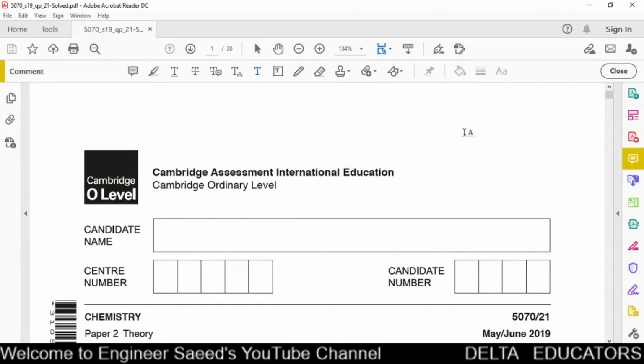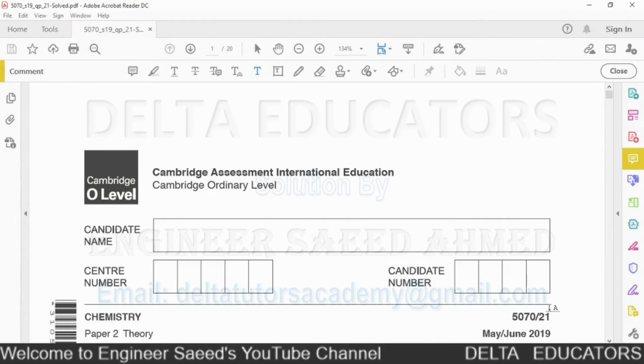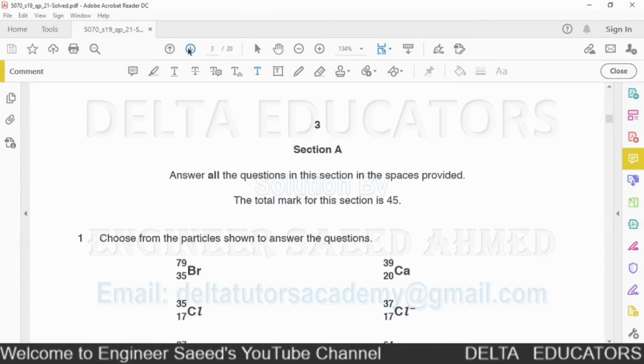O-Level Chemistry, Paper Code 5070, Paper 2 Variant 1, May June 19. Today we will solve Section A of the paper. Section A, question number 1. Choose from the particles shown to answer the questions.